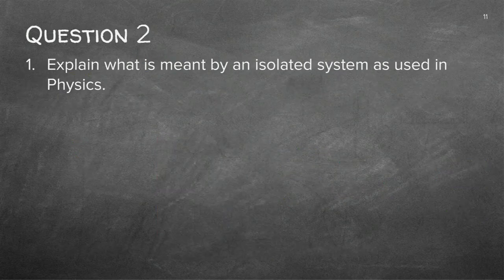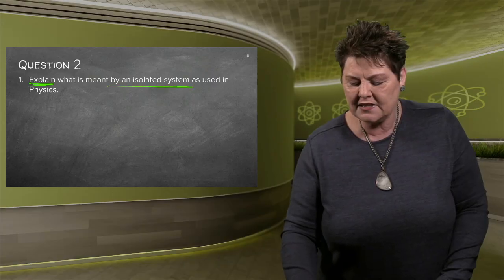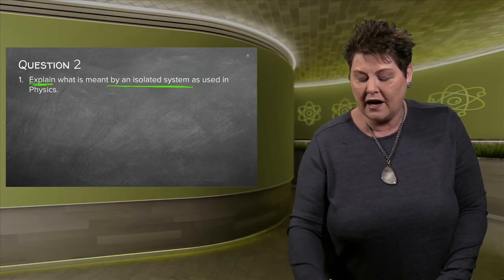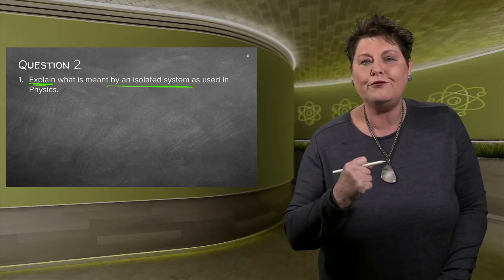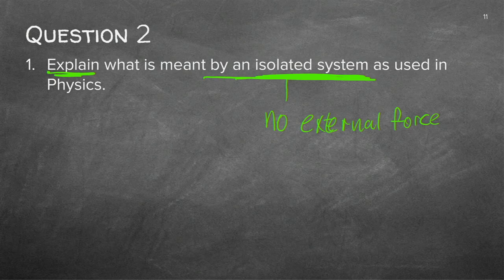What do they ask me in this section? Firstly, as you know, a theory question. They said to me, explain what is meant by isolated system. Remember, we did isolated system when we actually defined conservation. So an isolated system will be no external forces acting on it. No friction, no air friction, nothing else but the forces in the isolated system. Therefore, we conserve momentum.